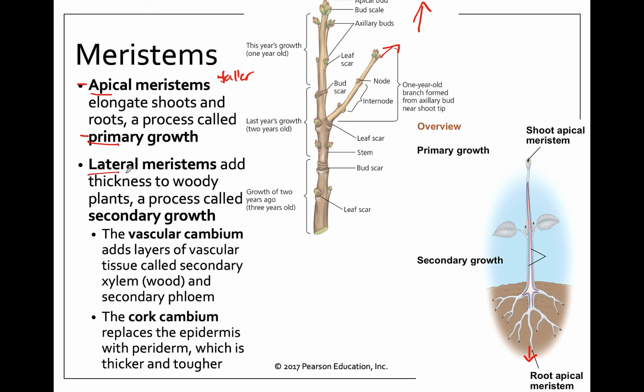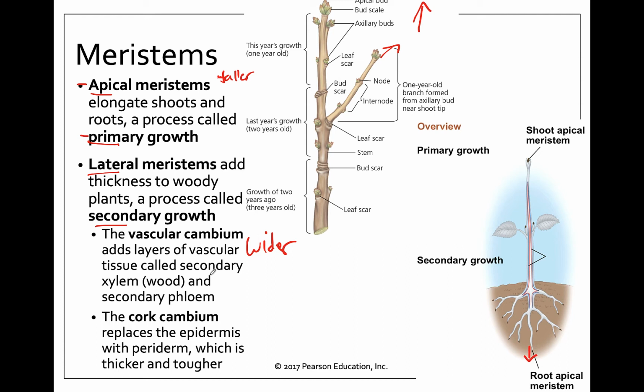A lateral meristem, the word lateral means kind of on the sides. A lateral meristem is going to function in secondary growth. This is how plants get wider. And the reason it's called secondary growth is because it has to happen after primary growth has already occurred.